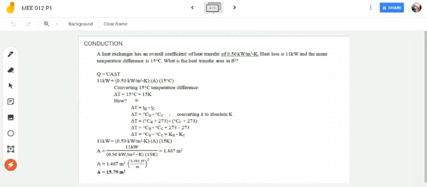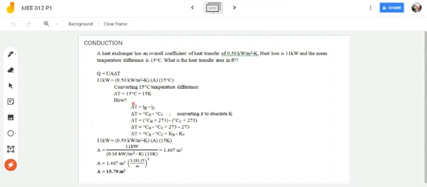Okay, so let's see the analysis of this. Converting your 15 degrees Celsius temperature difference: your temperature difference is actually equal to 15 degrees Celsius, or it is also equal to 15 Kelvin. So how come your temperature difference, which is 15 degrees Celsius, is equal to 15 Kelvin? Why not add 273 here? Okay, so this is the explanation.